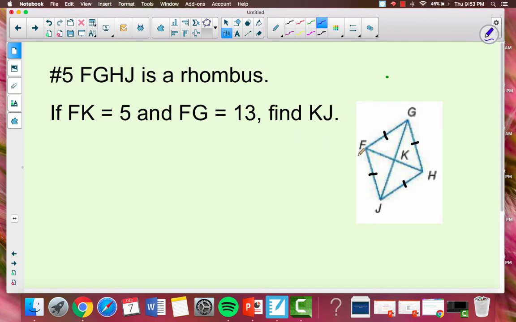And here they tell us FK is 5, so this right here is 5. And then they tell us from F to G is 13.